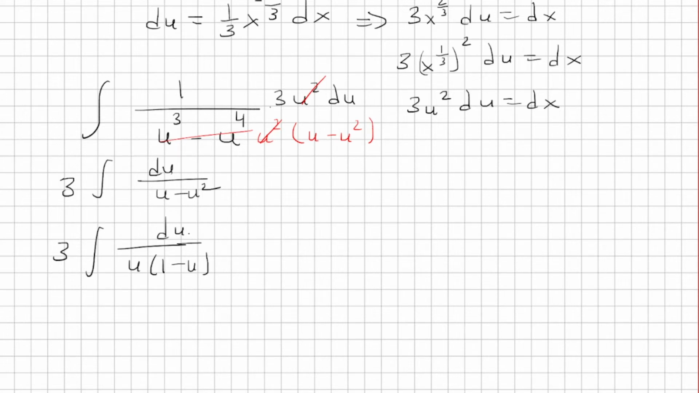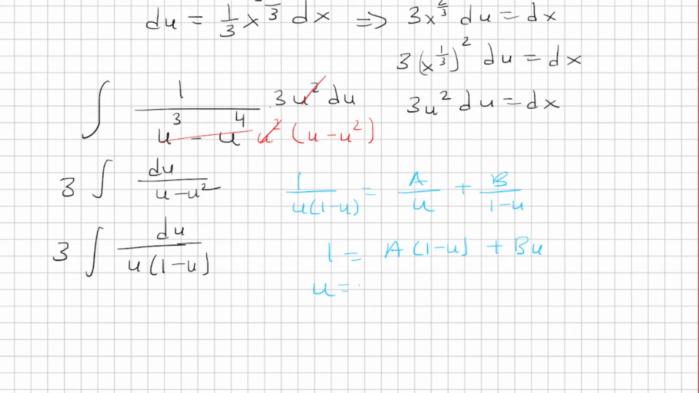And we would need to use partial fraction decomposition for this. So let's say we have 1 over u times 1 minus u. We'll have a over u plus b over 1 minus u. We'll multiply both sides by u times 1 minus u and get 1 is equal to a times 1 minus u plus bu.